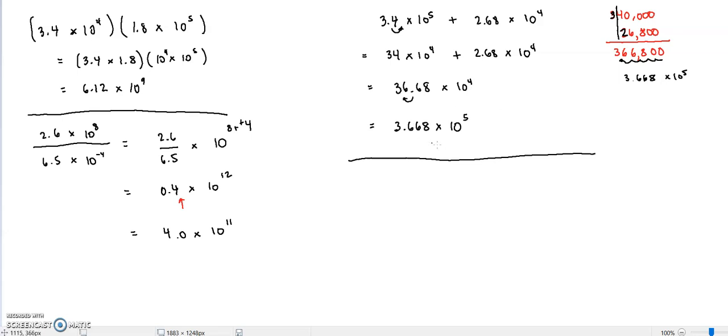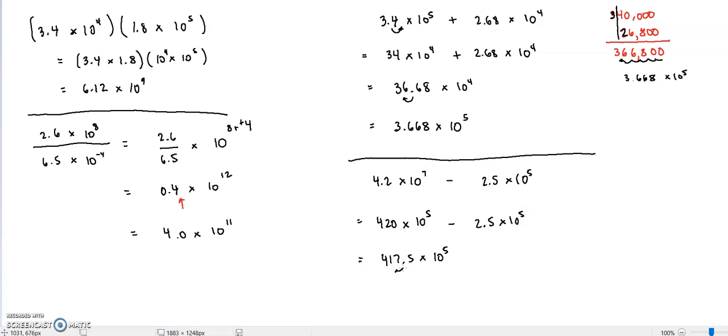So let's do one more. Let's say we have 4.2, let's see if I can fit this in before the video cuts out, minus 2.5 times 10 to the 5th. So I'm going to convert these both to 10 to the 5th. So I'm going to move this 2 times. Okay, so I move the first one 2 times. And I get times 10 to the 5th for both. Then I can subtract. So I do 420 minus 2.5, I get 417.5 times 10 to the 5th.